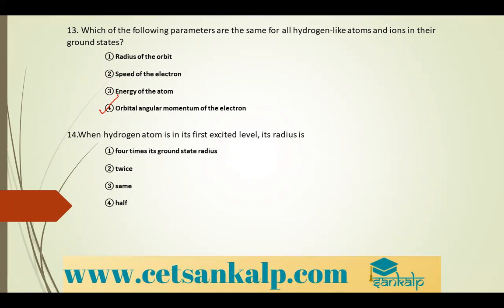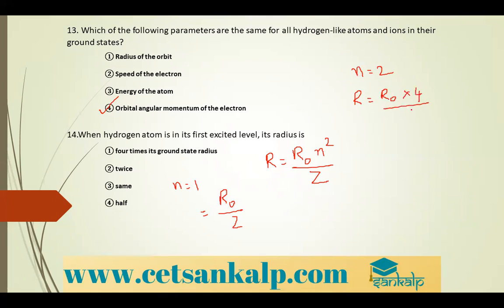Okay. When hydrogen atom is in its first excited level, its radius is... okay, first you remember this is a general formula, R is equal to R naught n squared divided by Z. So in the ground state, R naught by Z, that is, in the ground state n is equal to 1. Okay. Next, the first excited state, so next is n is equal to 2. Again, R is equal to R naught, n squared is 4, divided by Z.